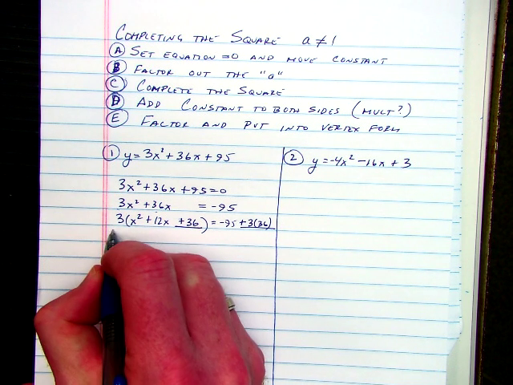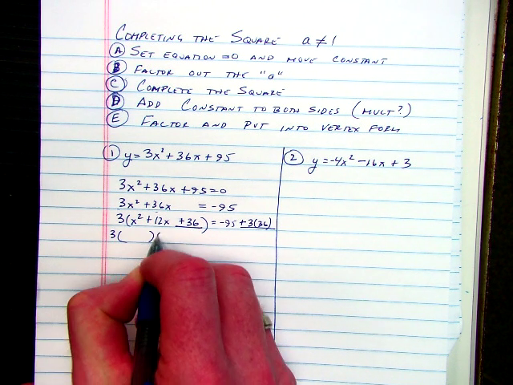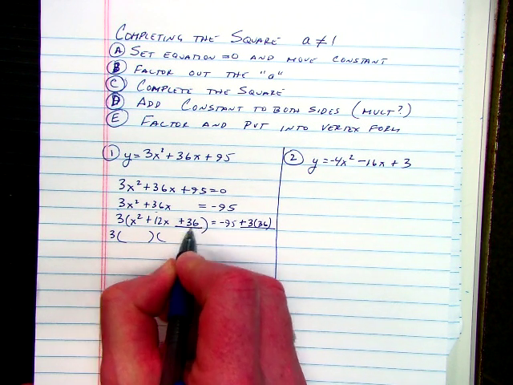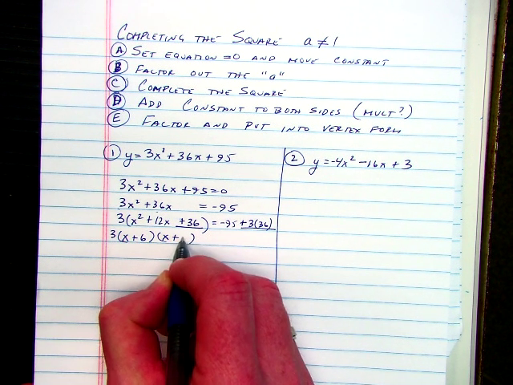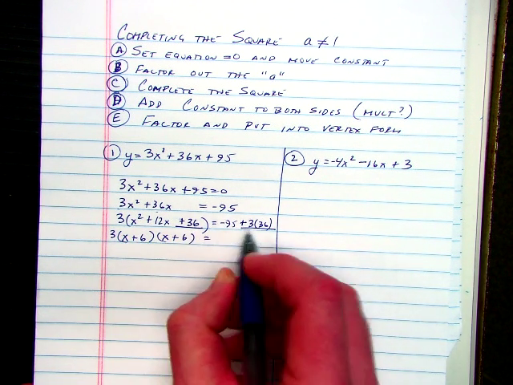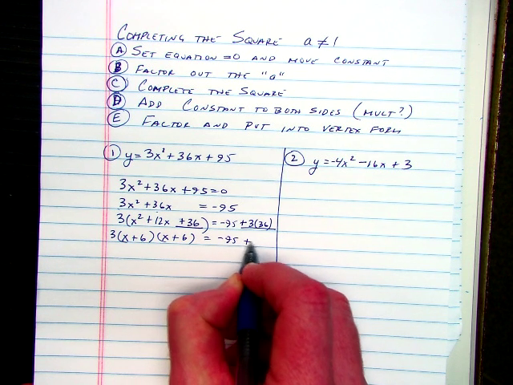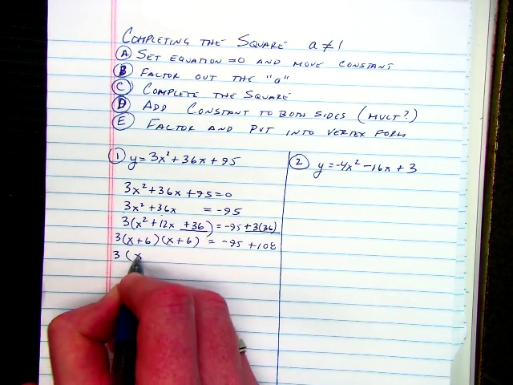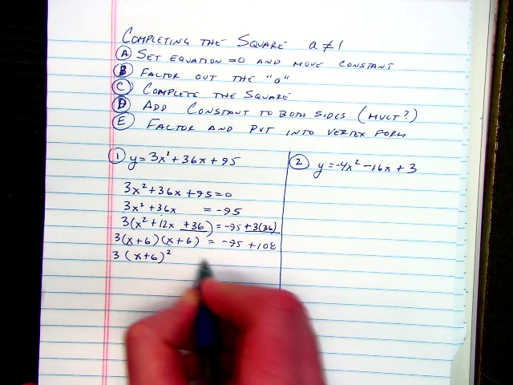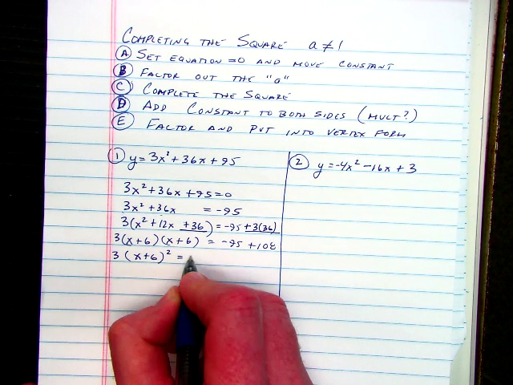So I'm going to still leave the 3 there. And what are the two factors of 36 that get me to 12? Well, they're both positive 6 because they're working towards positive 12. And here I get negative 95 plus 108. And then I get 3 times x plus 6 quantity squared is equal to 13.